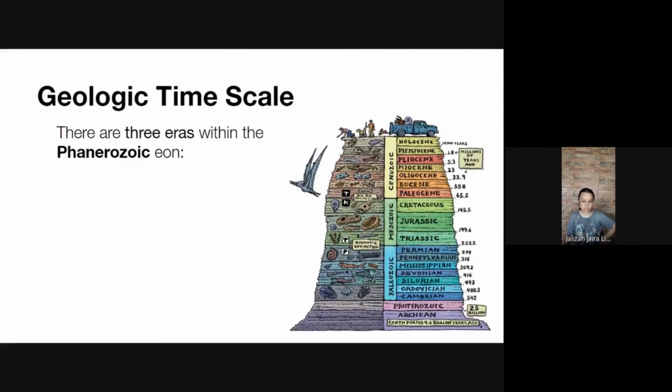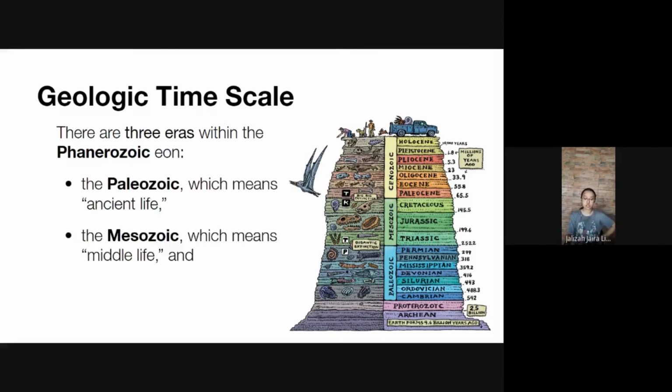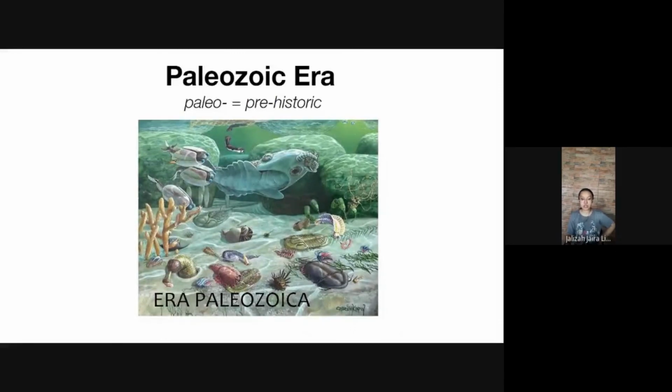So your Phanerozoic eon is actually divided into three eras: Paleozoic, Paleo meaning ancient life, Mesozoic, Meso meaning middle, and then Cenozoic meaning recent life. So when we say Paleozoic era, it's prehistoric. So here we see the most primitive organisms, rather more primitive multicellular organisms, because before the Paleozoic era, there were actually living organisms, but chances are they were microbial, they were single celled.